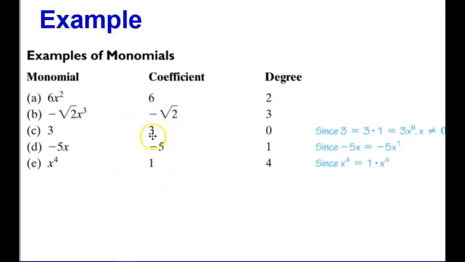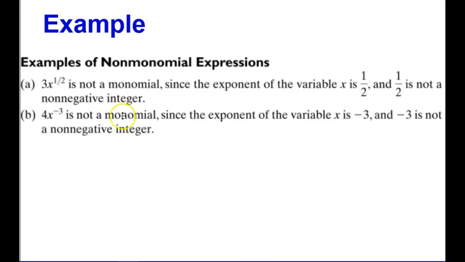Okay, so I can see a lot of these things. So 3, you'll notice, is actually still a monomial with a coefficient of 3. My degree is 0 because anything to the 0 is 1. So I can still say that this is 3x to the 0 because that will still give me 3. Okay. So just looking at these couple things.